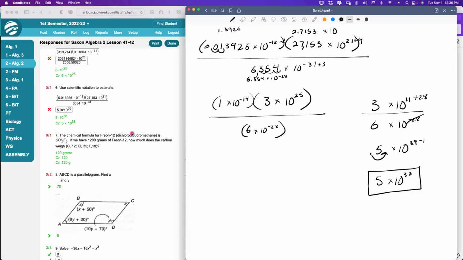All right, I hope you're seeing how to do the estimation. It's all about whether or not we can round that decimal to a whole number up or not, or leave it the same. Okay?